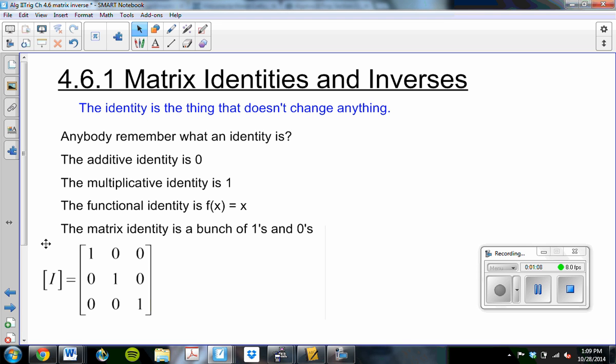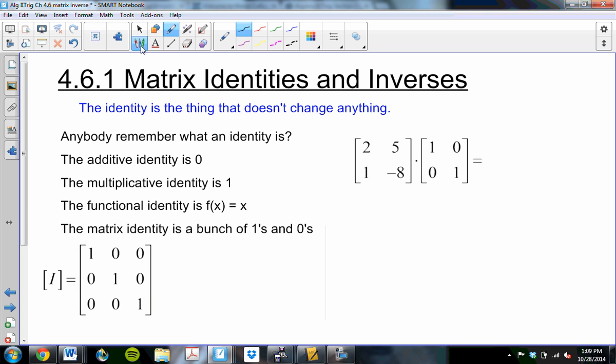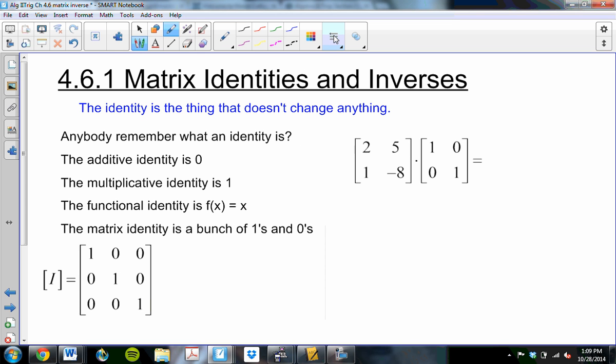You can have matrix identities that are 2 by 2s or 4 by 4s, or any square matrix can be an identity matrix that has 1s along that diagonal. So for example, if I were to multiply these two 2 by 2 matrices, this would go row, column. So I would do 2 times 1 is 2, 5 times 0 is 0, and 2 plus 0 is 2. Then row, column, 2 times 0 is 0, 5 times 1 is 5, so I got 2, 5.